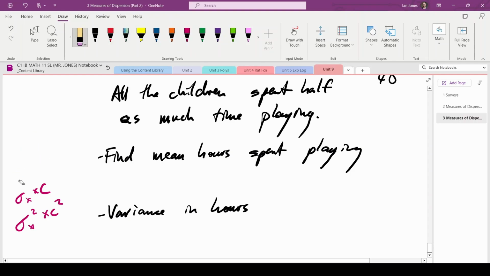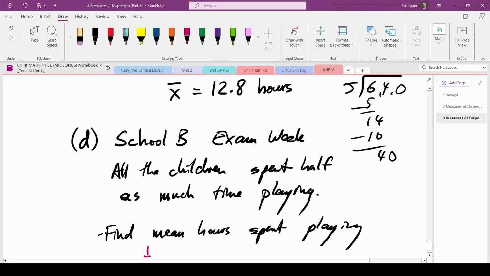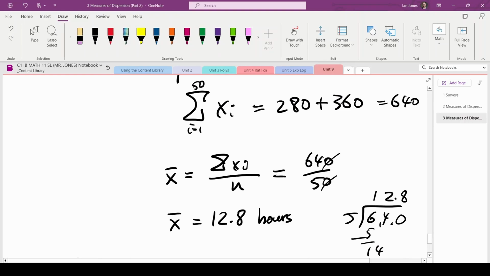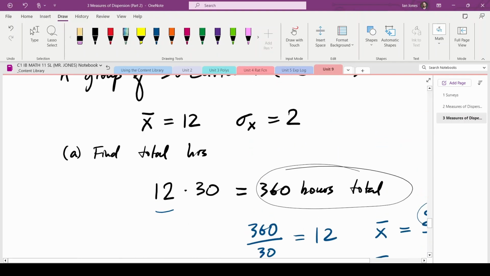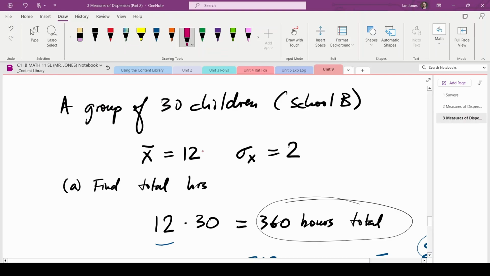So in this case, what's the constant? Well, the constant is 1/2. Every child spends half as much time playing. So what happens to the mean hours spent playing? They get cut in half. So if we come up to the mean for this group of 30 children, instead of it being 12 hours, it's going to be 6. And the standard deviation, instead of being 2 hours, is going to be 1.